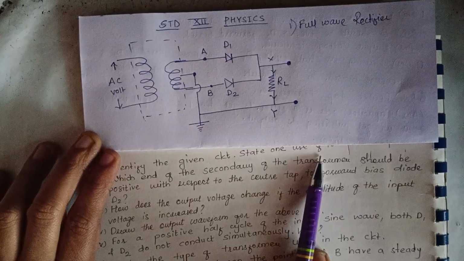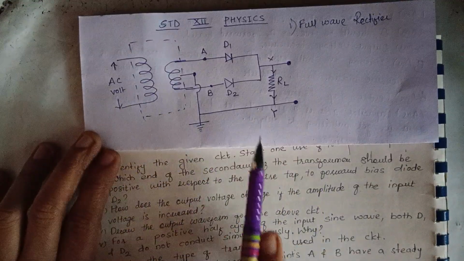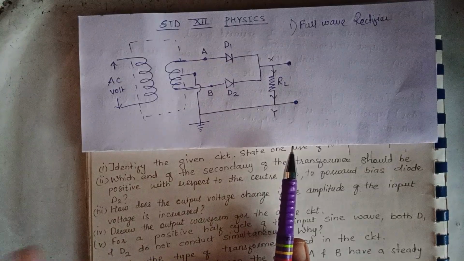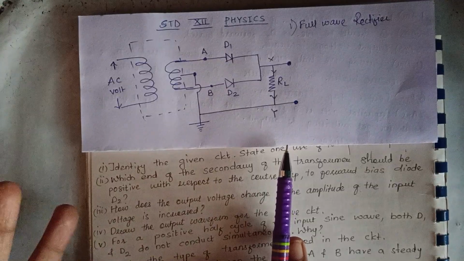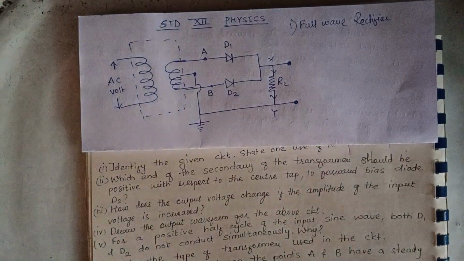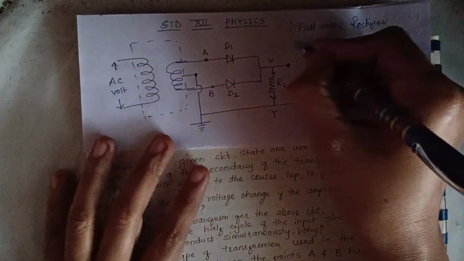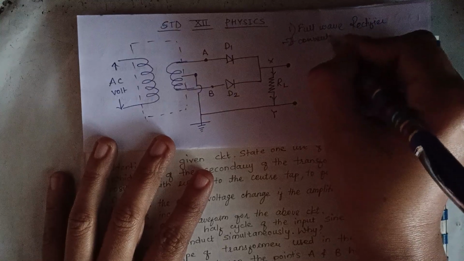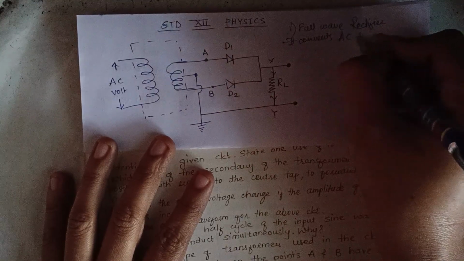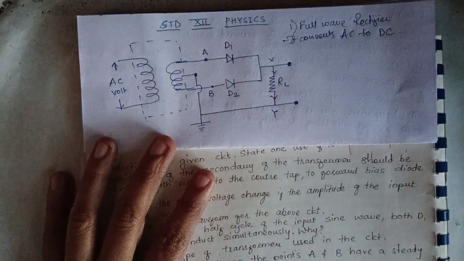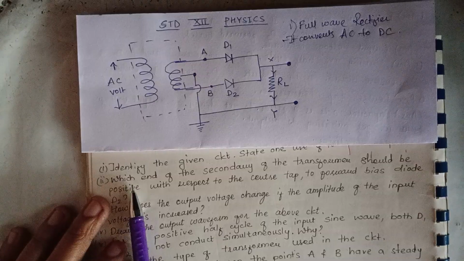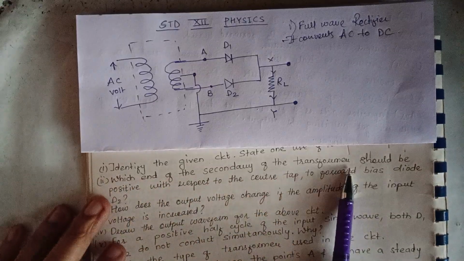Now we have to write one use of it. What is the use of a rectifier? A rectifier is a device which converts AC to DC, that is alternating current, it converts to direct current, right? So it converts AC to DC.